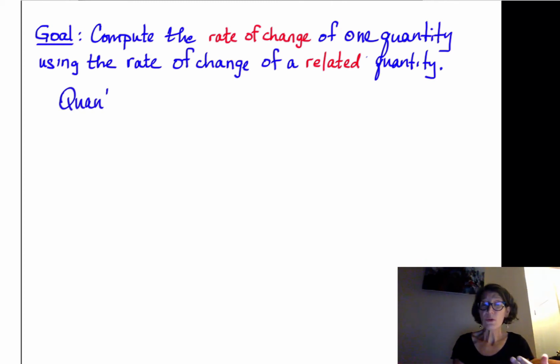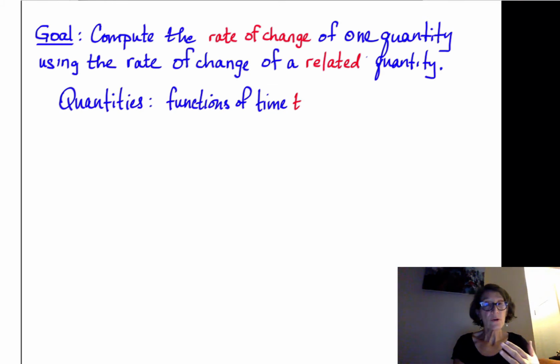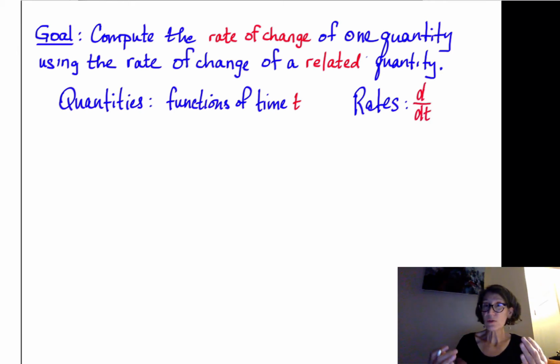So what we're going to do is start with the relationship between the quantities. The quantities that are changing are all functions of time, right? They're changing as functions of time, and so their rates are derivatives with respect to time. So we start with an equation relating the quantities, and then we differentiate those things to get another equation relating their rates of change.